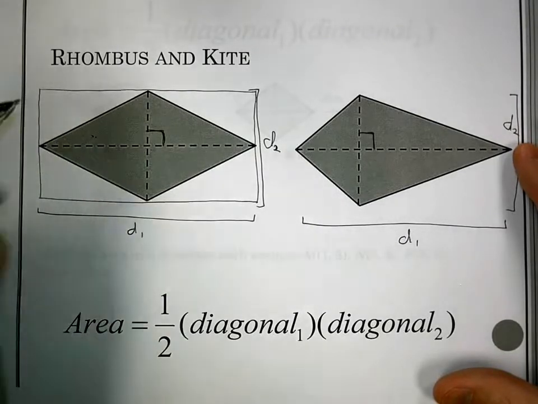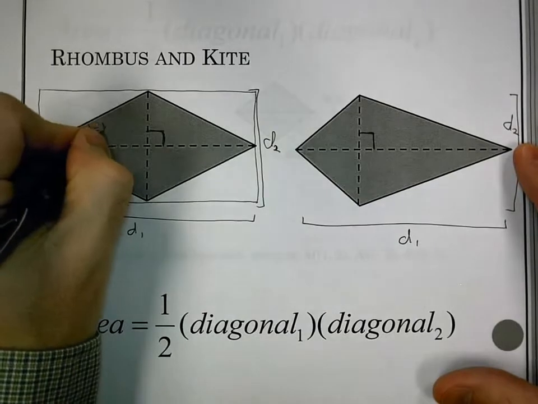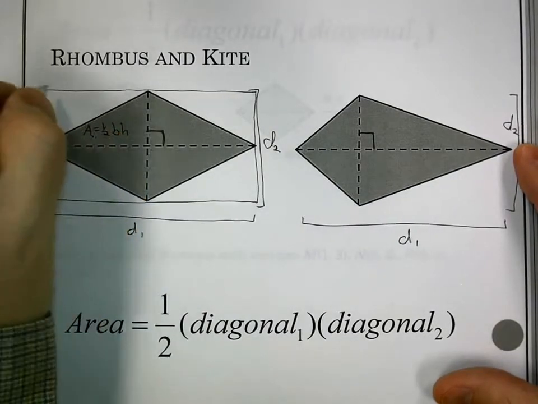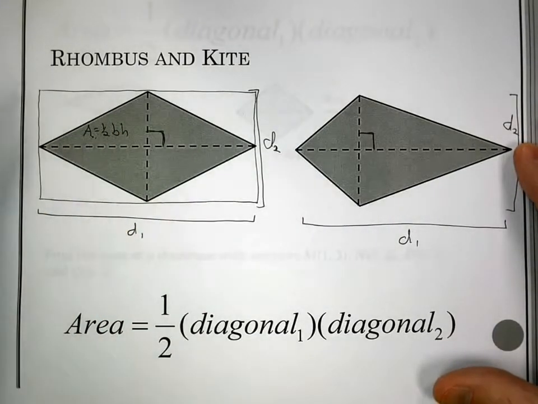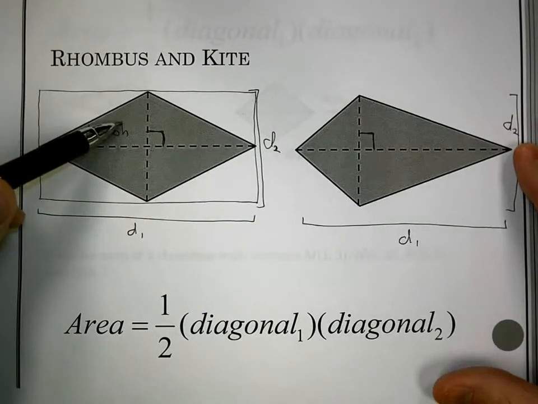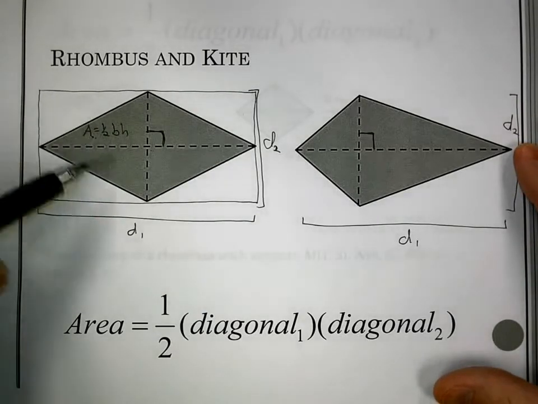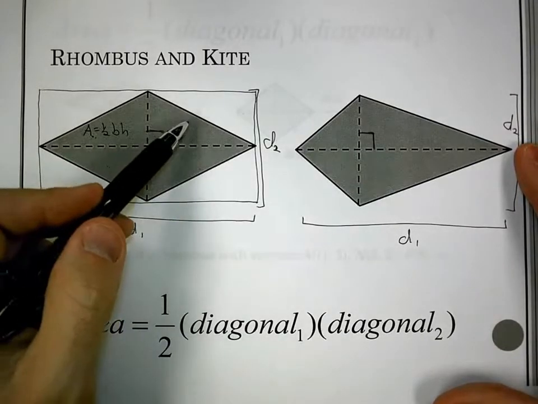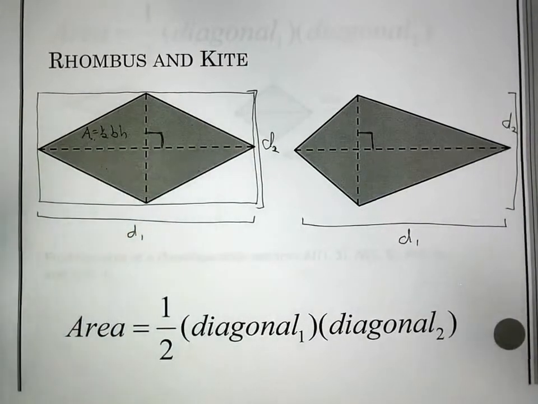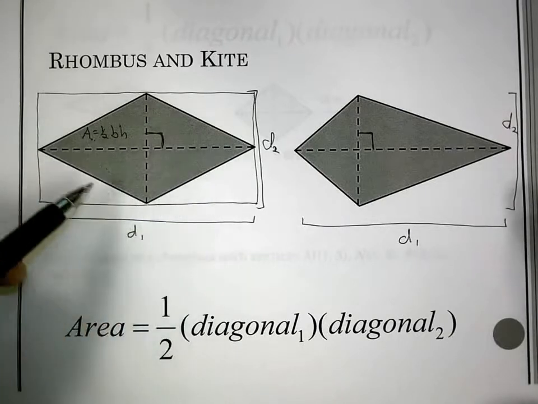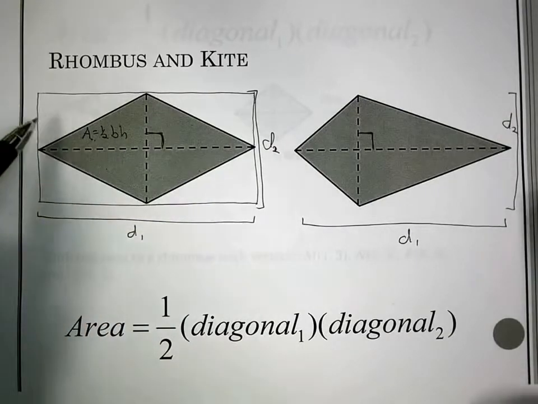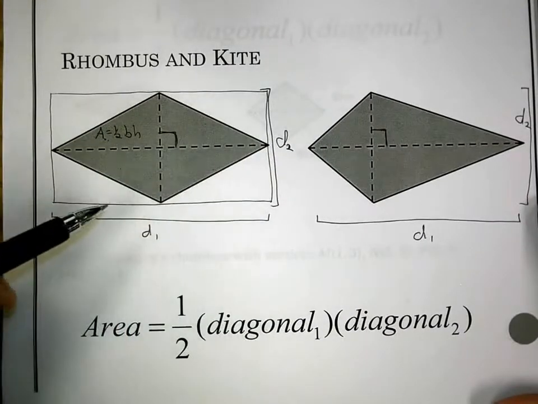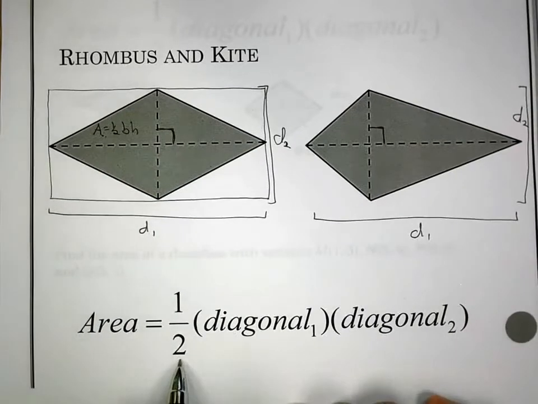That triangle is 1/2 base times height, where the whole thing here would be base times height. So this triangle is half of this quadrant. This triangle is half of this quadrant. Same here and same here. So with that logic, looking at the whole rhombus, it's half of the whole thing, which is the rectangle, which is why we have that 1/2.